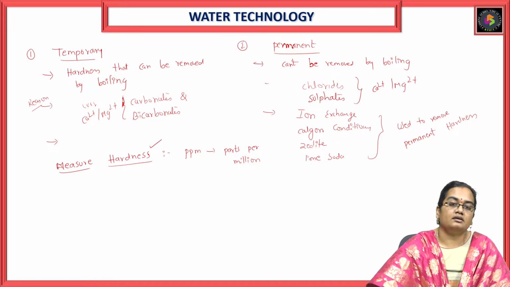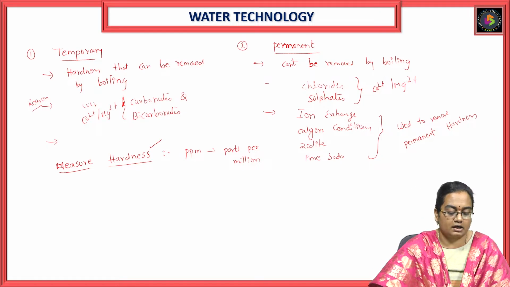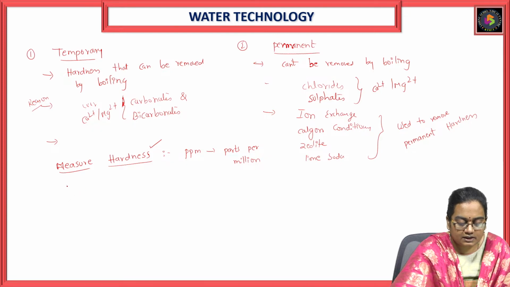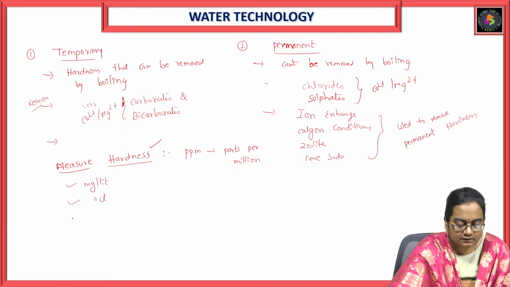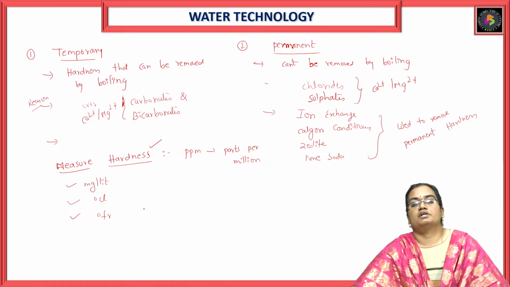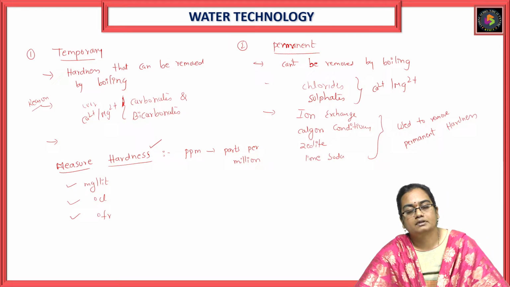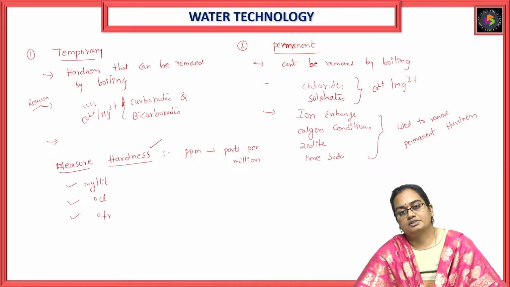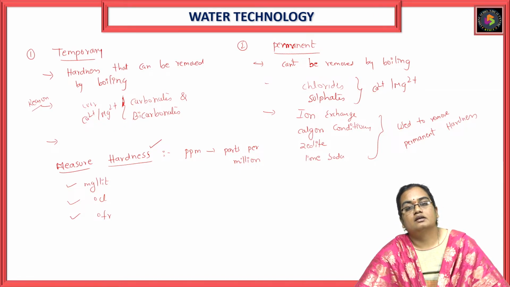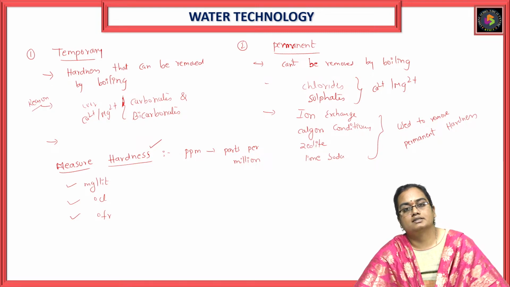But apart from that, there are some more units to measure the hardness. What are those? The next one is milligram per liter. Next one, degree Clark. Next one, degree French. So these are the units to measure hardness: ppm, milligram per liter, degree Clark and degree French.